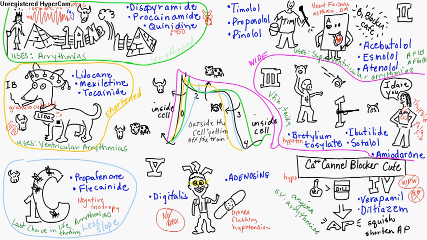So let's start over here on the left-hand side and go through the different classes, starting with class 1A. They're all sodium channel blockers, but class 1A actually slows down that depolarization, and what they do is bind to open sodium channels which are inactivated. And you've got two pyramids, so you've got disopyramide, you've got a big P-cane or procainamide, and you've got a skinny quinidine. Okay, these are used for arrhythmias.